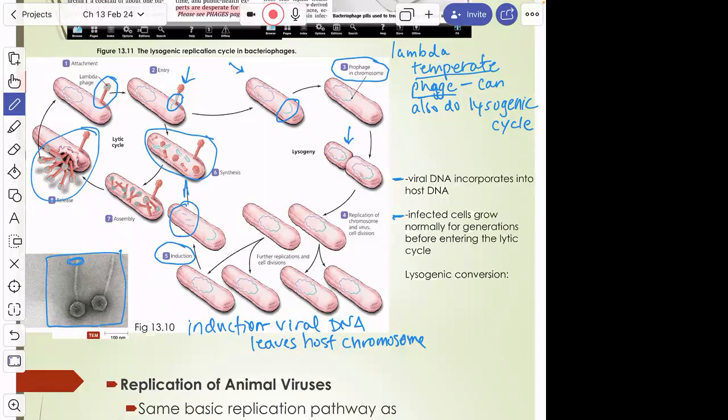One other thing to mention about this, I've got this term down here, lysogenic conversion. We know that it happens sometimes that when the virus incorporates into that host cell, that actually can change the phenotype of the host cell. So the phenotype of the host cell is altered.